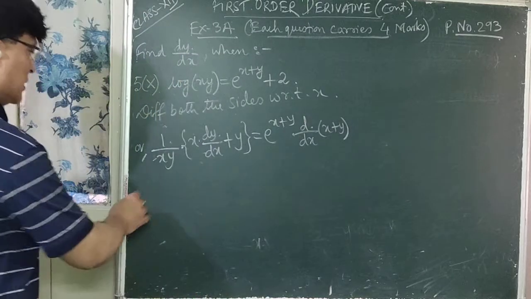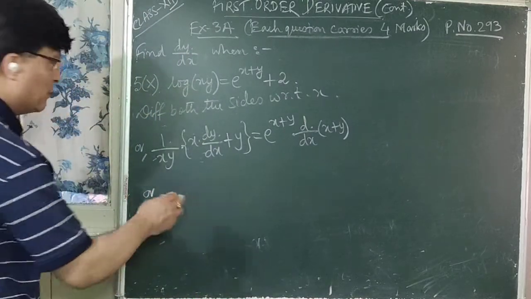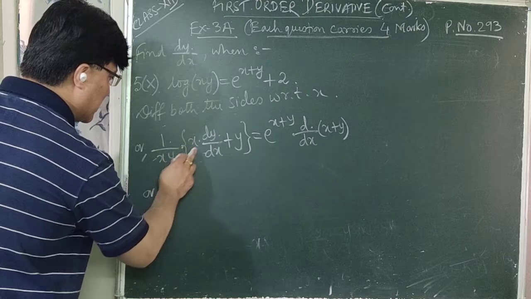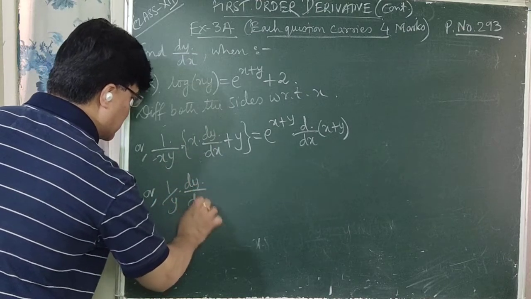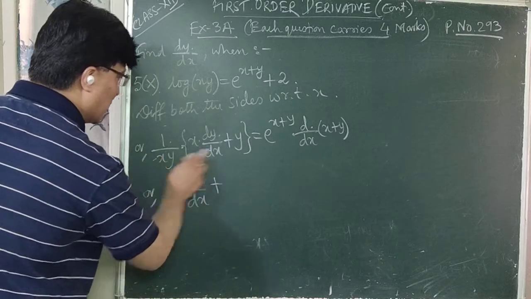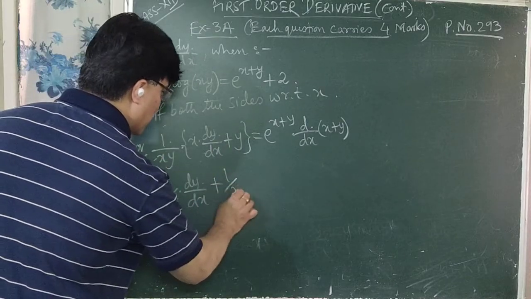Now let us simplify it. You can multiply them, 1 upon xy into x dy by dx, that is x's cancel, 1 upon y into dy by dx plus 1 upon xy into y gets cancelled, we get 1 upon x.